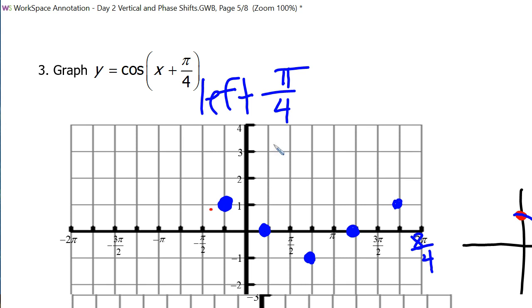And we need to finish this cycle. Okay, so we have this part that is concave down. We need to finish this part that is concave down. So we need to have our next point at -3 pi over 4, will be on the x-axis. -5 pi over 4 would be at -1. And -7 pi over 4 would be back to the x-axis.